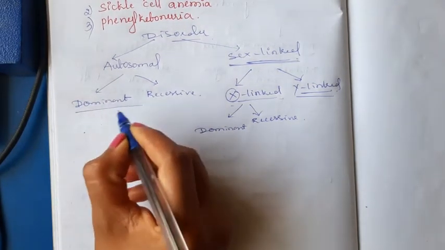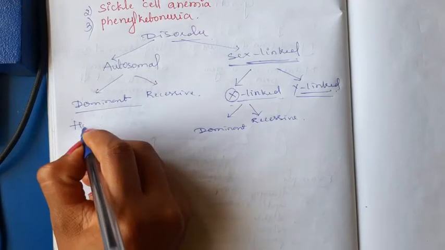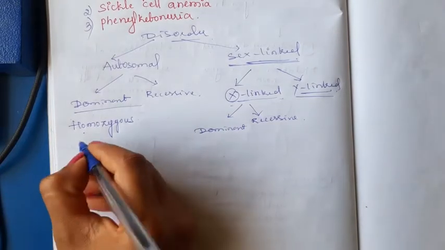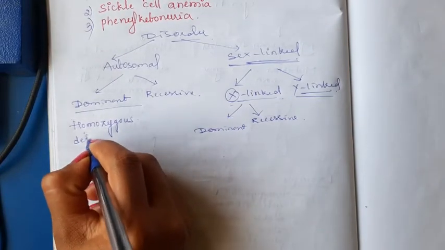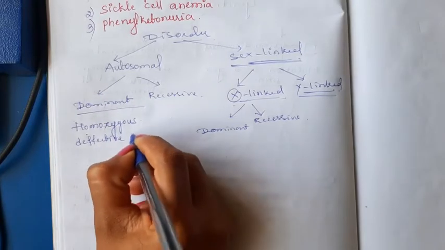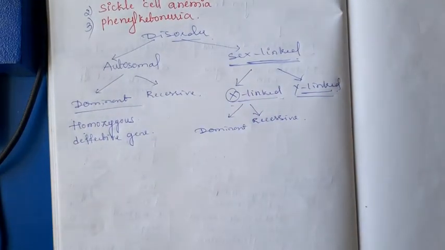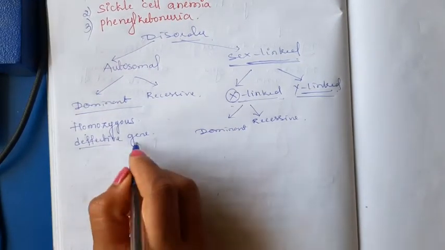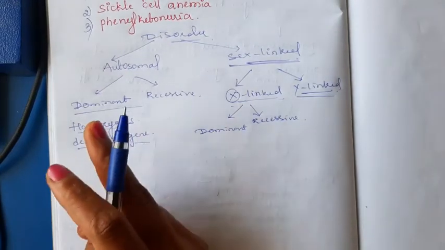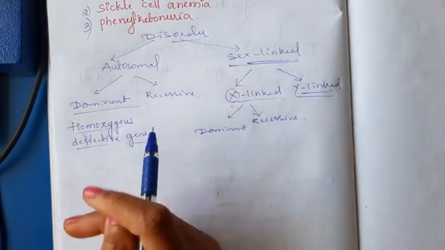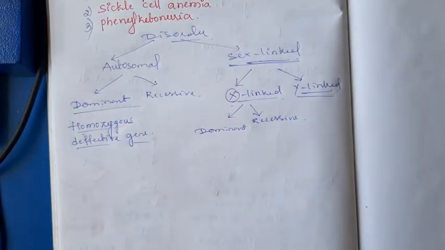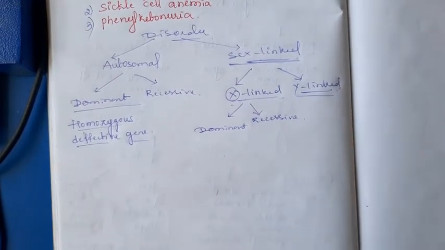Dominant in the sense it requires homozygous defective gene. It requires homozygous defective, meaning in the organism the defective gene must be present in the homozygous condition, or 2 copies of defective genes are very necessary. I will explain with examples.